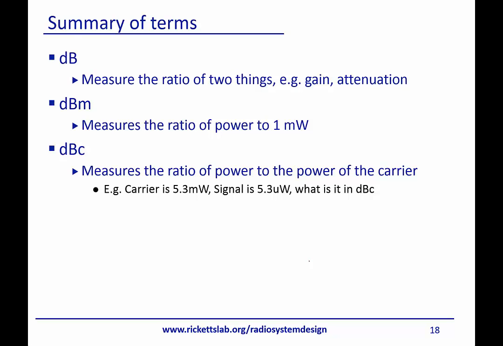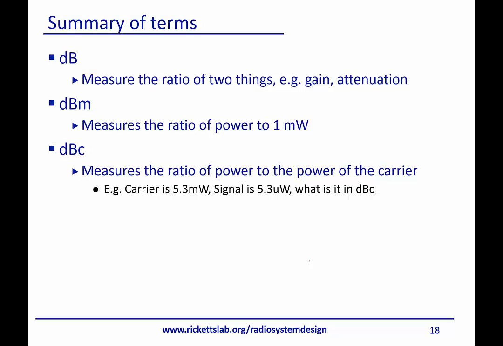I got a quick summary here just to get you on the same page. dB measures the ratio of two things such as gain and attenuation. Once again, in RF, we generally do this in terms of power. dBm gives you an absolute measurement, and we reference it to 1 milliwatt. And I just wanted to give you one more example that helps you understand the naming convention here.